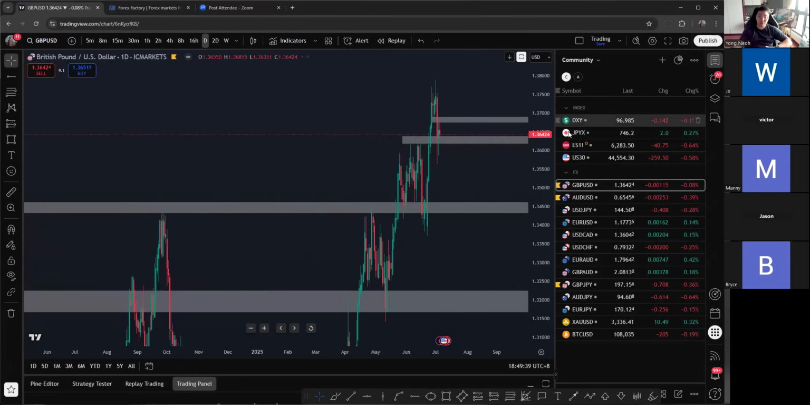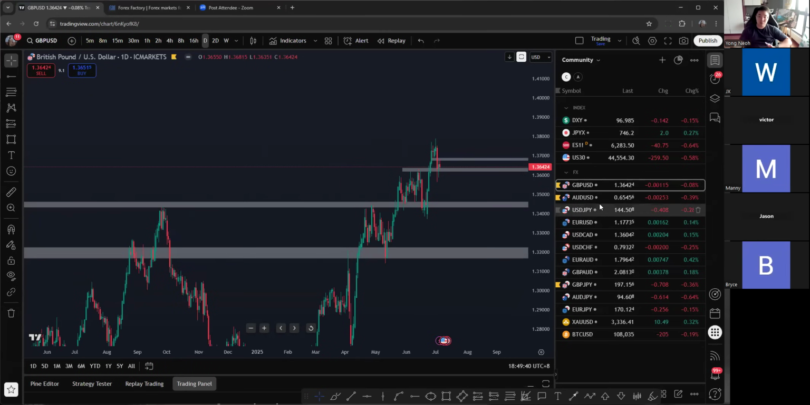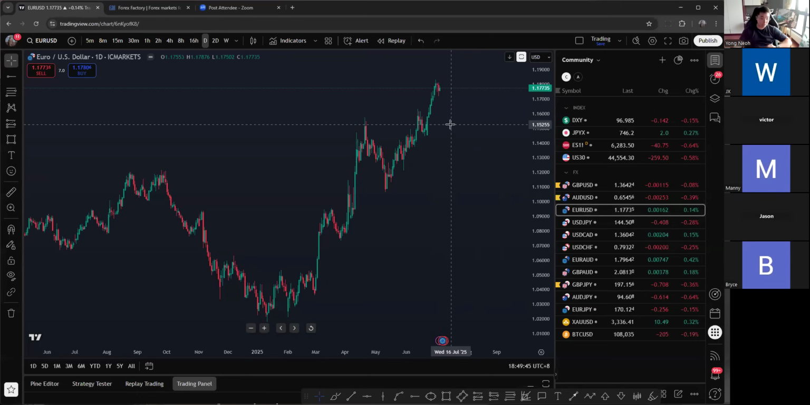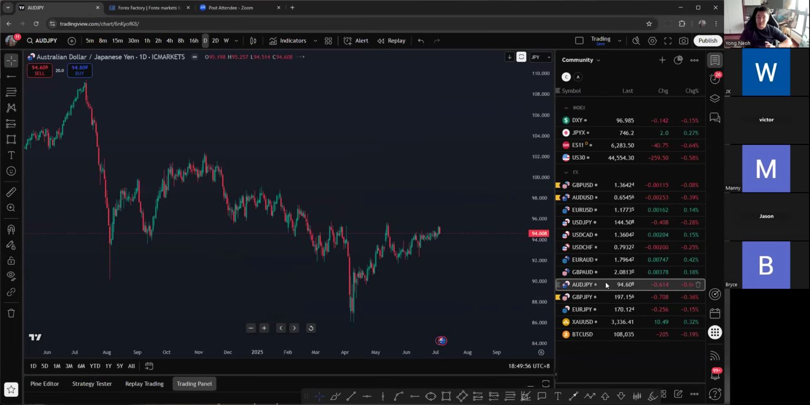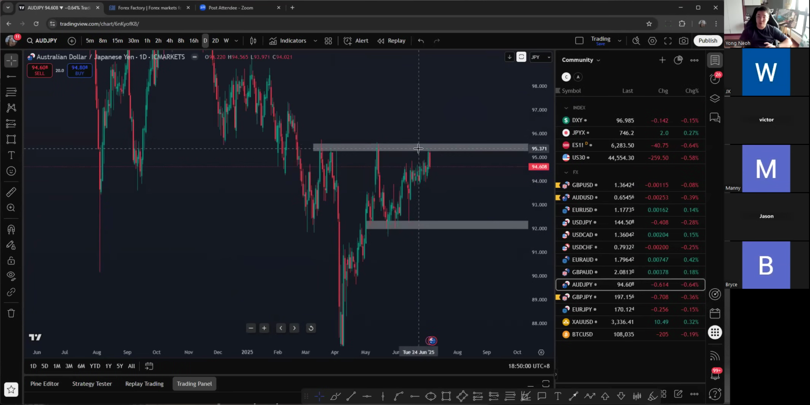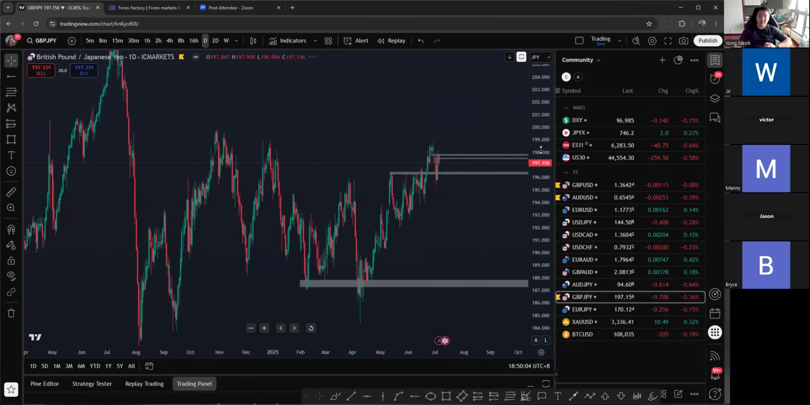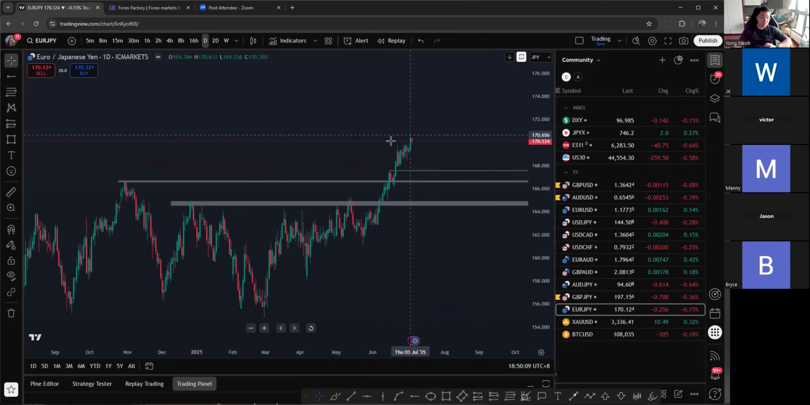If you look at pound dollar on the 4 hour, if you look at euro dollar on the 4 hour, euro dollar is the strongest among the three dollar pairs, compared to pound dollar and Aussie dollar. And if you do a short comparison of Aussie yen, for example, you see Aussie yen is still below that 95.37 resistance. Pound yen, we are holding quite strong, while euro yen is the strongest.